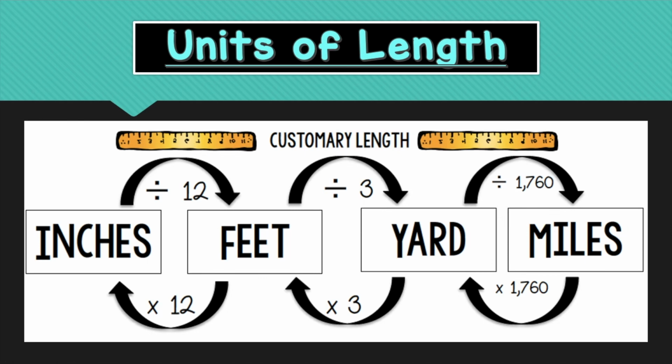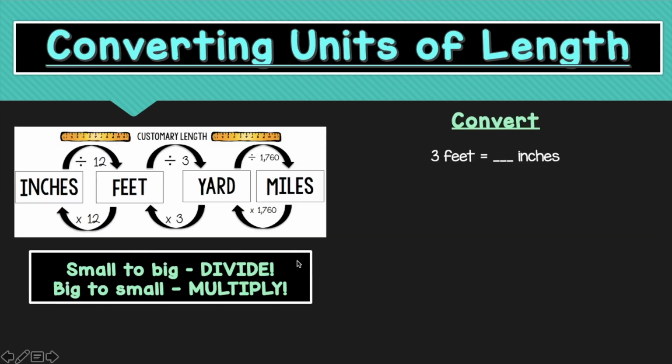To use this flow chart, you must follow these arrows. For example, if I am converting miles to feet, I can't just jump over converting it to yards. I have to first convert the number of miles to the number of yards, and then the number of yards to the number of feet. So let's look at an example here.